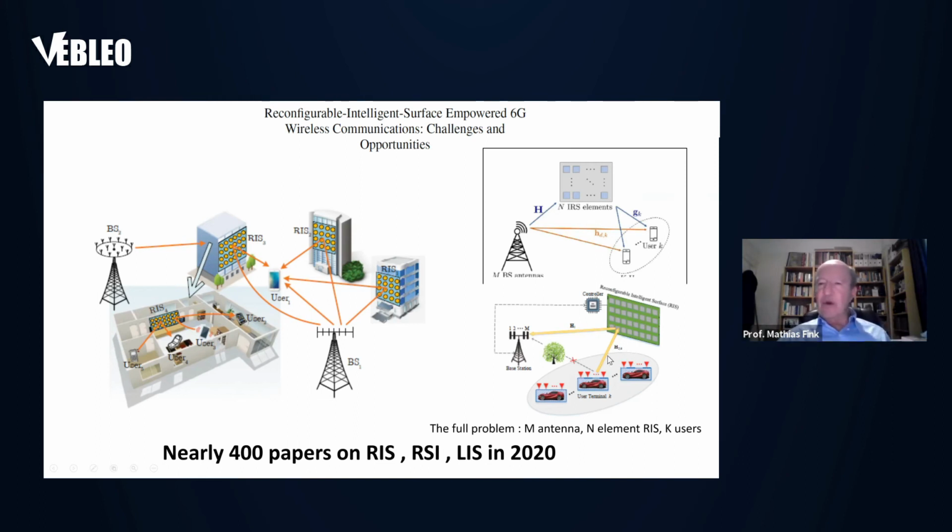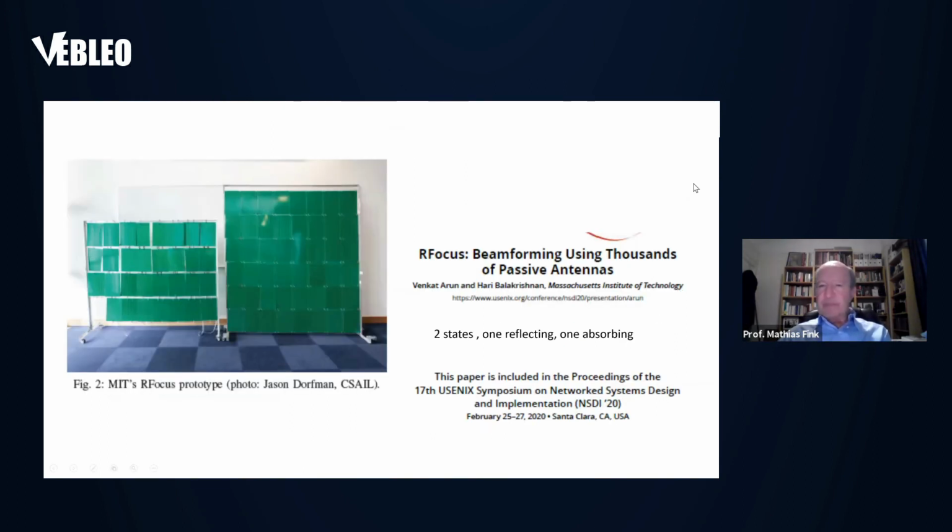What are the best algorithms to maximize the information that you can send? And this is really a 6G technique, and many people are working on this. Now, there were different teams that rediscovered what we have done in 94. For example, MIT published a paper in 2020.